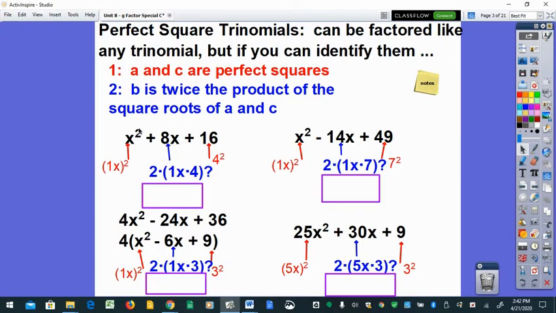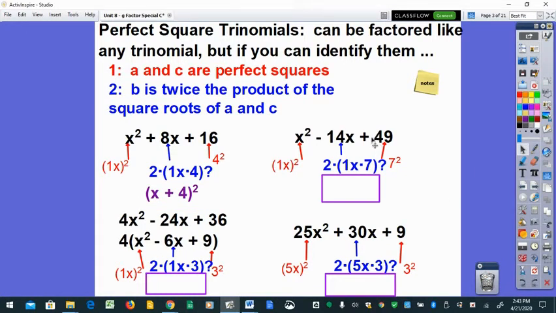The next thing is, once you notice that, you take the square root of what's in front. So 1x squared, the square root would be the 1x. The square root of 16 is 4. So I'm looking at the 1x and the 4, and I multiply it, 4x, and double it. And if that b term is twice that product, then you do have a perfect square trinomial, and your answer is going to be the identical twins, 1x on the front, and in this case, positive 4 on the back, quantity squared. X plus 4 times x plus 4.